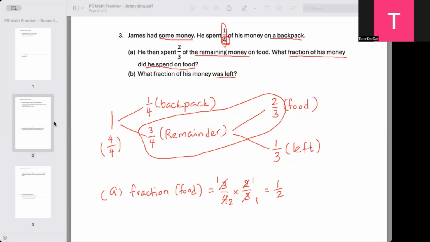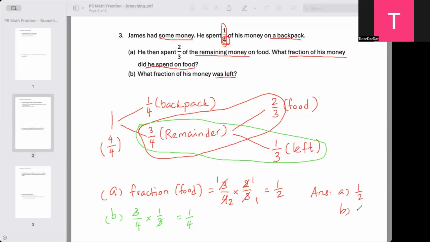Now, let's look at the answer for B. What fraction of his money was left? So same thing. This 1/3 is left. So where is the parent branch? The parent branch is here. So what do we do? We will multiply these two. So B is going to be 3/4 multiplied by 1/3. So 3 and 3 cancel. You are left with 1/4. So the answer for A is half. Answer for B is 1/4.